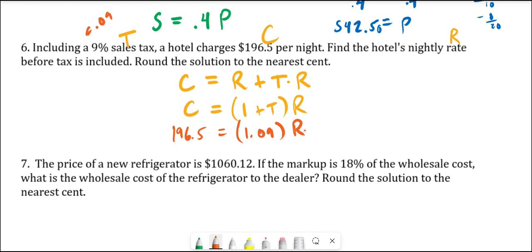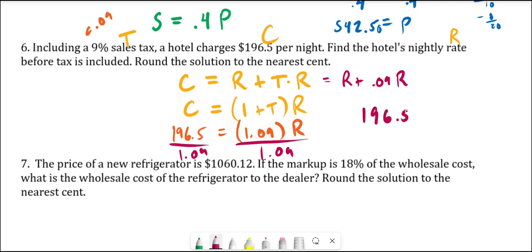So how do I solve for that? Quite simple. You just divide on both sides by 1.09. This would be no different than if we had just called this 0.09. If I had at the beginning said this is R plus 0.09 times R, we still would have needed to add 1 and 0.09 to get 1.09 times R. So taking 196.5, dividing that by 1.09, we will get our original rate.